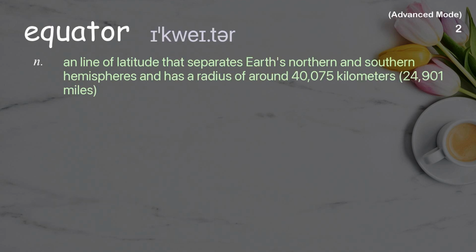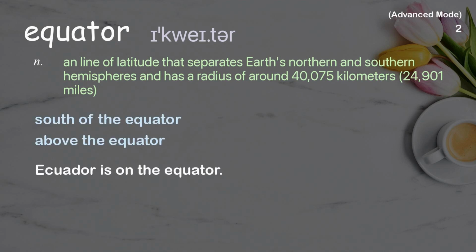Equator. A line of latitude that separates Earth's northern and southern hemispheres and has a radius of around 40,075 kilometers, 24,901 miles. Examples: South of the equator. Above the equator. Ecuador is on the equator.